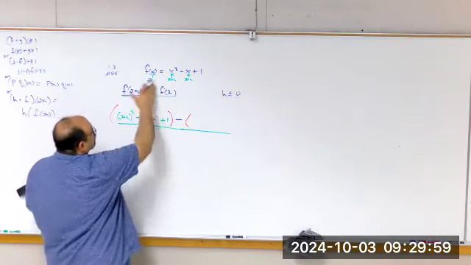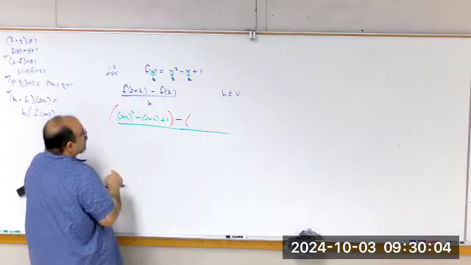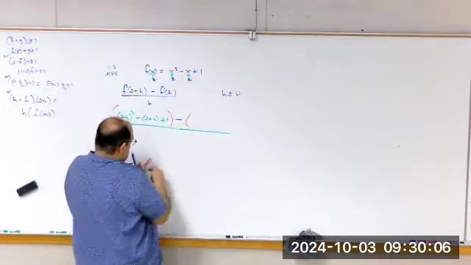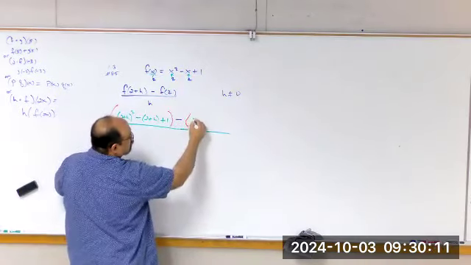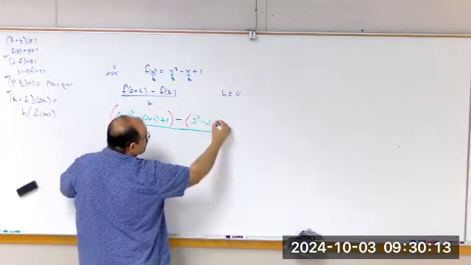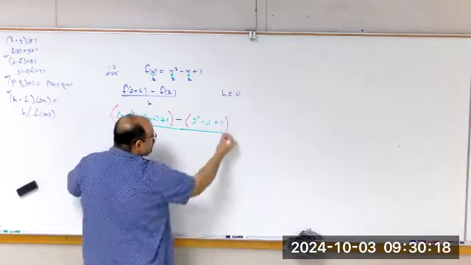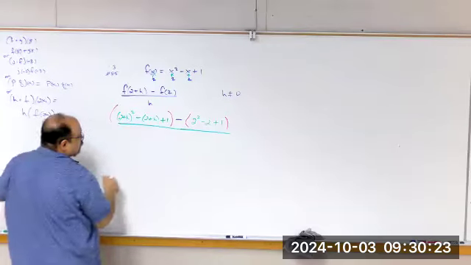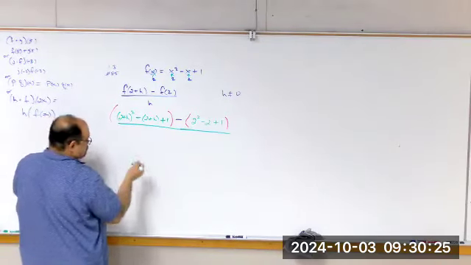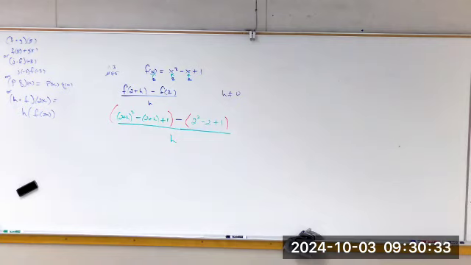So we're going to plug in 2 now. And we get 2 squared minus 2 plus 1. So inside here, we got 2 squared minus 2 and plus 1. I want to see the substitution. I don't care what you can do in your head, I want to see the substitution. And don't forget, it's a fraction, the denominator is h. That's just the substitution. Show the substitution.